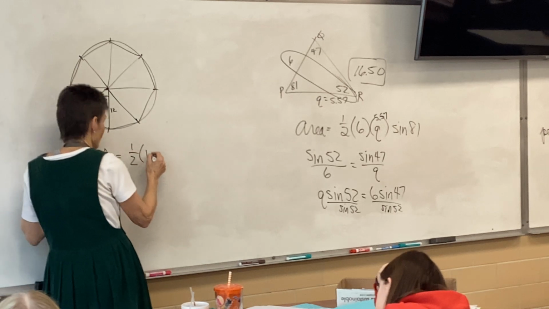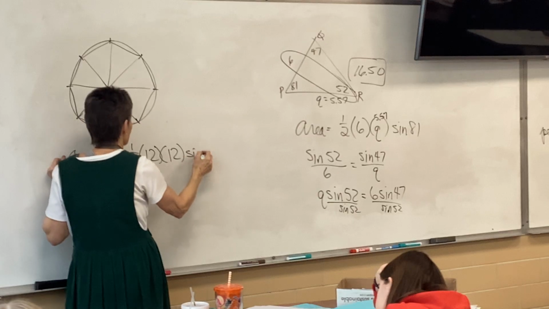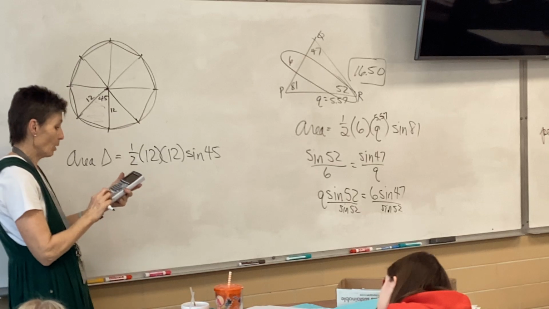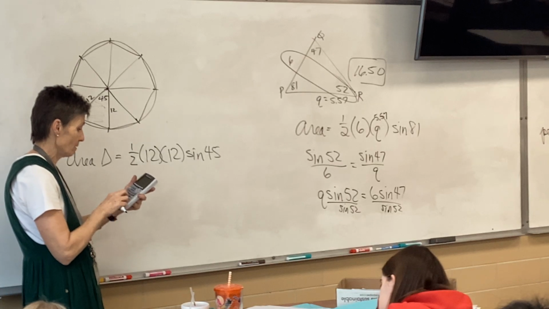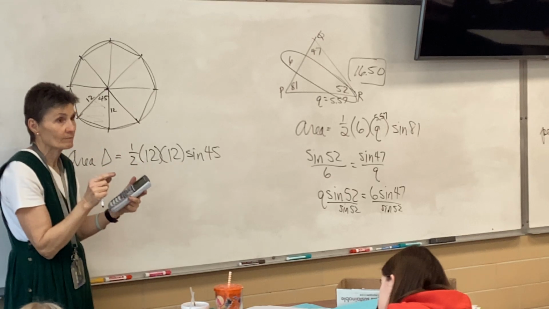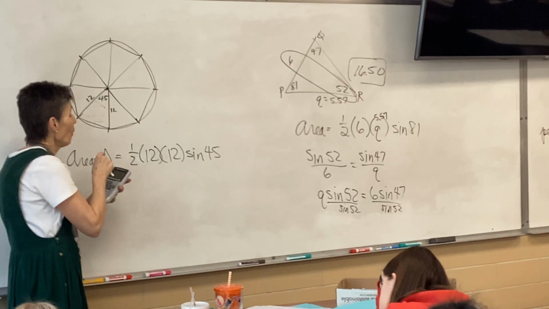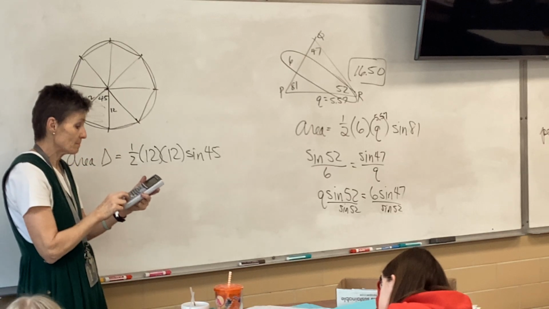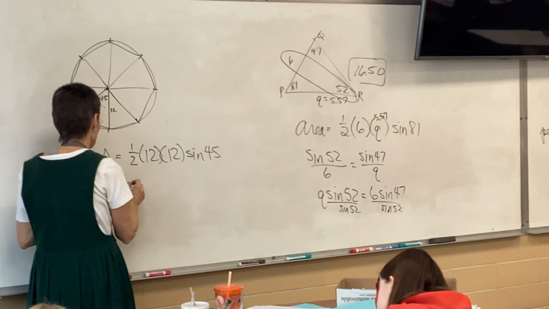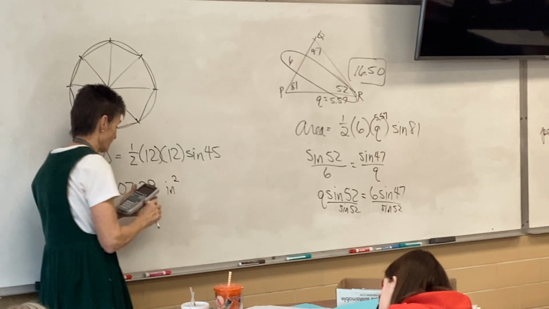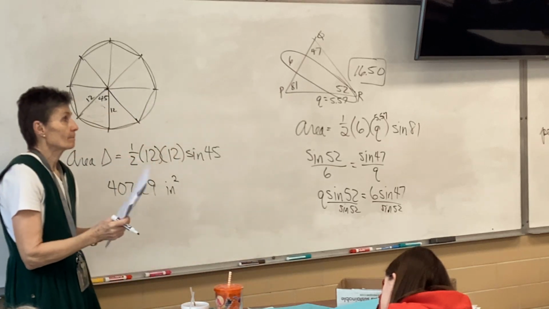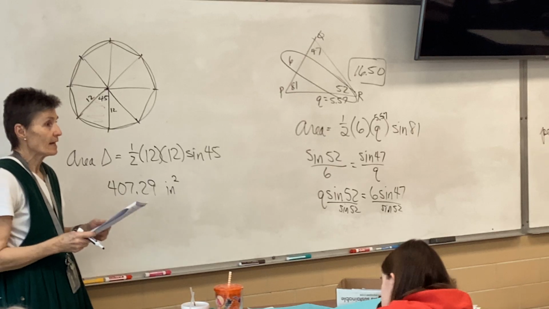1/2, 12, 12, sine 45. So I'm going to type that in on my calculator. 1/2, 12, 12, sine 45. Don't write it down though, because that's the area of the triangle. We want the whole octagon, so we'll times it by 8. 407.29, put a unit on it, square inches. See how easy that is?